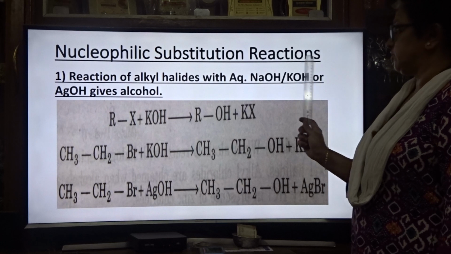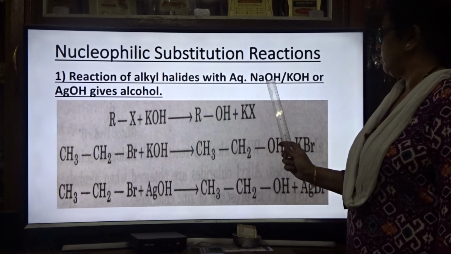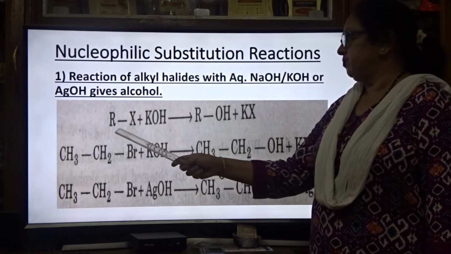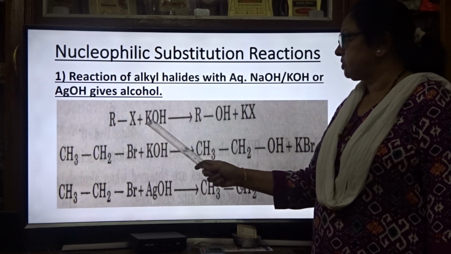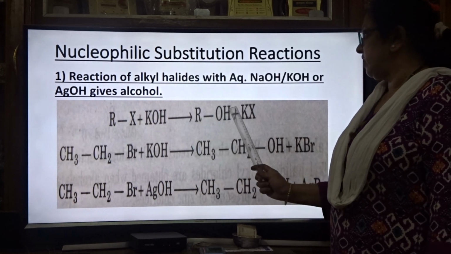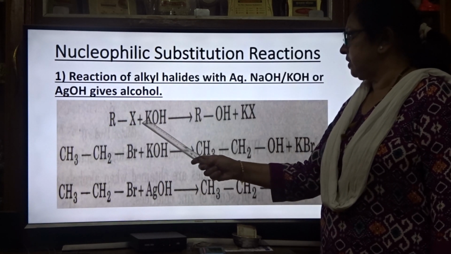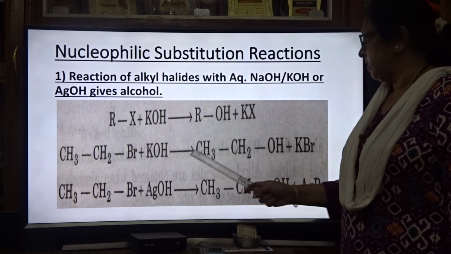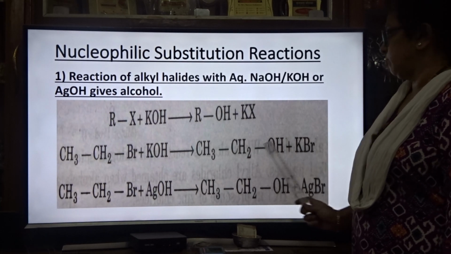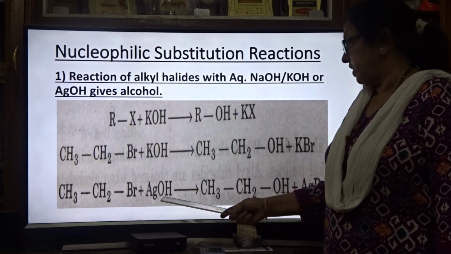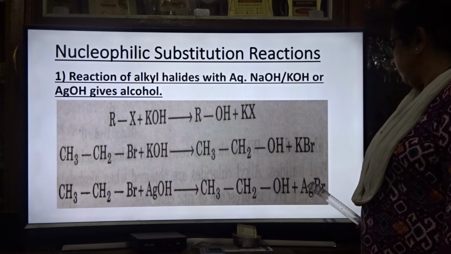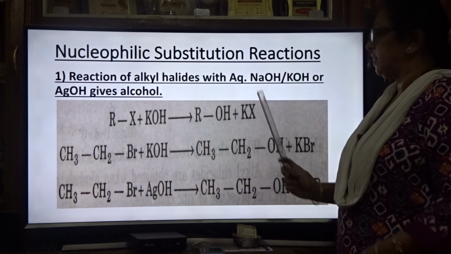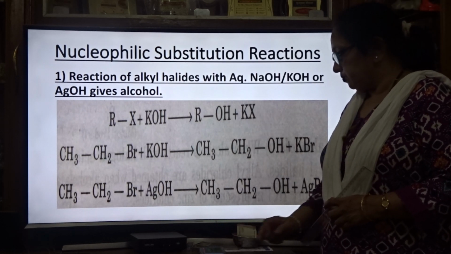Nucleophilic substitution reaction: the reaction of alkyl halide with aqueous sodium hydroxide, potassium hydroxide or silver hydroxide gives alcohol. The general reaction is RX with KOH gives ROH, and KX is removed. Here ethyl bromide in the presence of KOH gives ethyl alcohol and potassium bromide. Ethyl bromide and silver hydroxide give ethyl alcohol and silver bromide. These are the nucleophilic substitution reactions of alkyl halide with aqueous KOH.